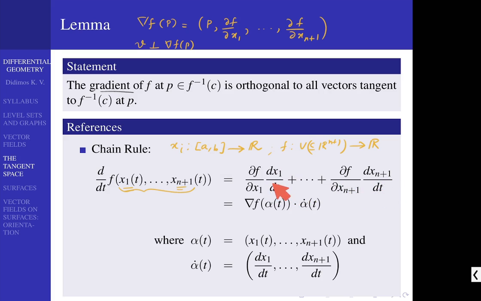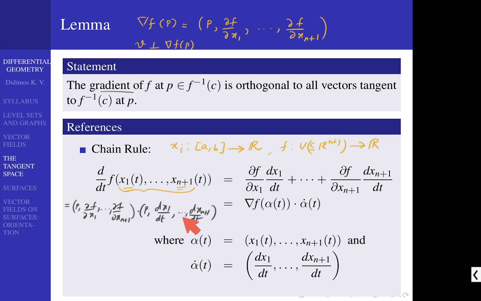So this can be written as the dot product of two vectors at the point p. We have (dou f by dou x1, comma, etc., dou f by dou x(n+1)) dotted with (p, dx1 by dt, etc., dx(n+1) by dt). So actually this can be written as the dot product of these two.